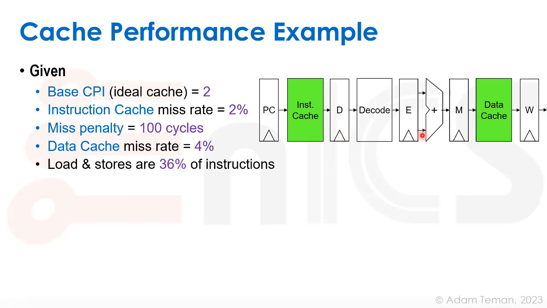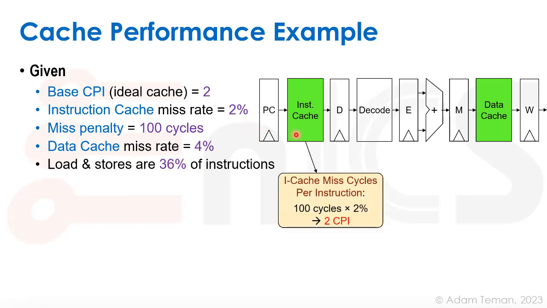If we take our pipeline over here, for every single instruction we have to go to the instruction cache to pull out the program counter address and continue through our pipe. But the data cache is only accessed during load and store instructions, which are only 36% of the instructions. So let's break this down.